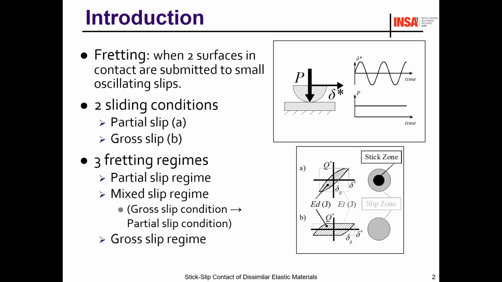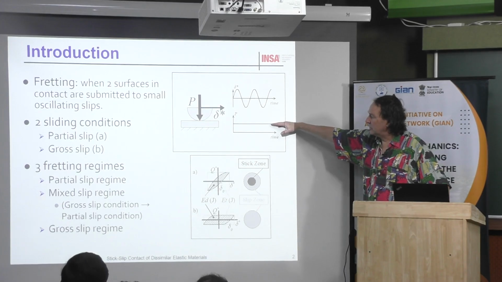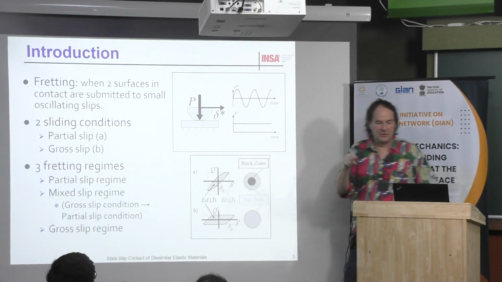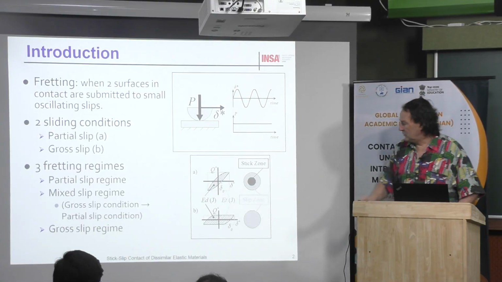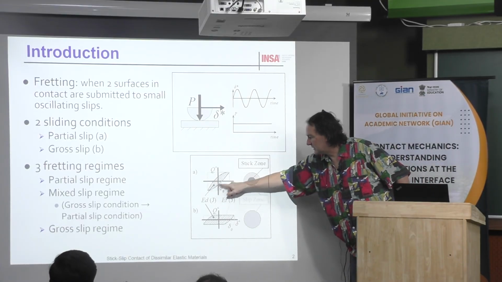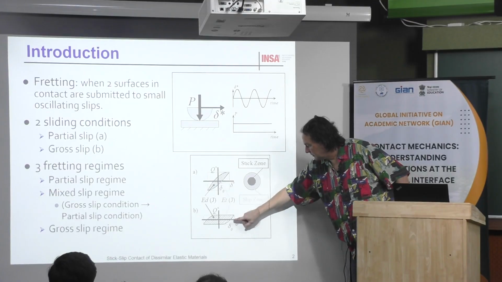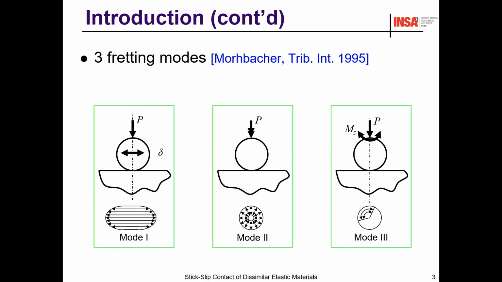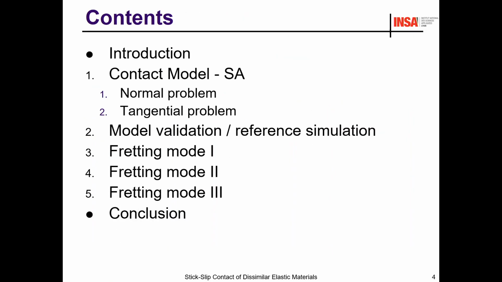Then again, the same as before, we have a constant normal load, and we have some oscillating movement in the tangential direction. Then you have a stick slip. This is a partial slip, and this is a gross slip. Everything is sliding. Okay. Then again we have the fretting modes. We discussed that already.